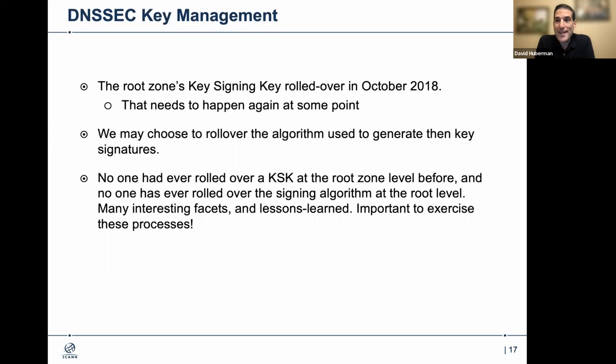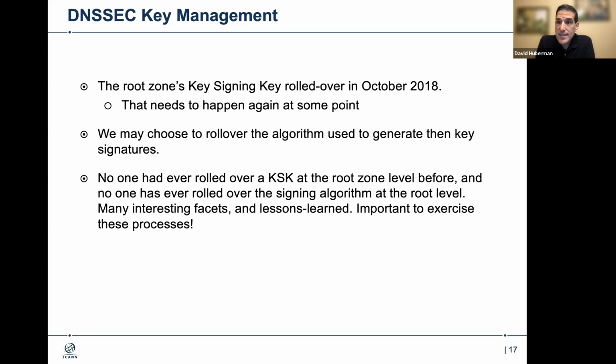Final thing on DNSSEC and keys. The keys themselves, we actually want to re-sign them periodically. The key signing key that's used to sign all the other keys, we actually changed it for the first time in October of 2018. And that's something we're going to have to do again at some point. It's just something you want to do for cryptographic best practices, is change the key signing key periodically, every 5 or 10 years or something like that.